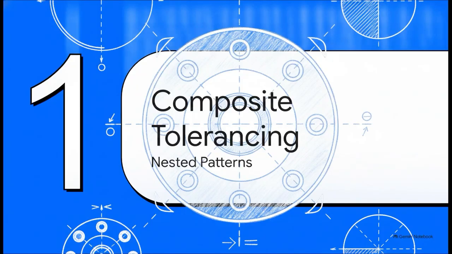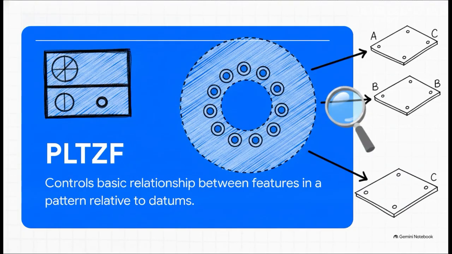Moving right along into Section 1: composite tolerancing for nested patterns. We'll be looking at applying PLTZF and FRTZF. Okay, so once we've locked in that inner ring as our functional datum, the next big hurdle is figuring out how to apply tolerances to the outer ring so it relates correctly to both the inner ring and to itself.